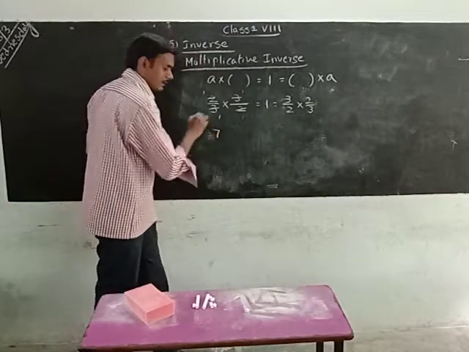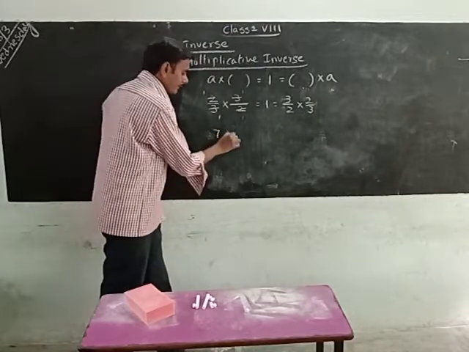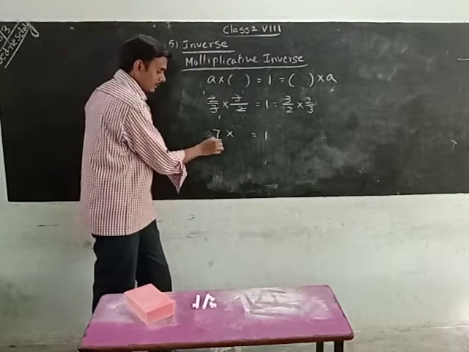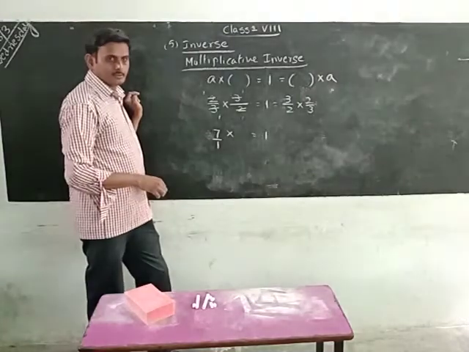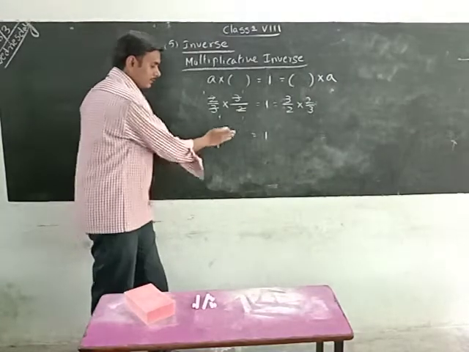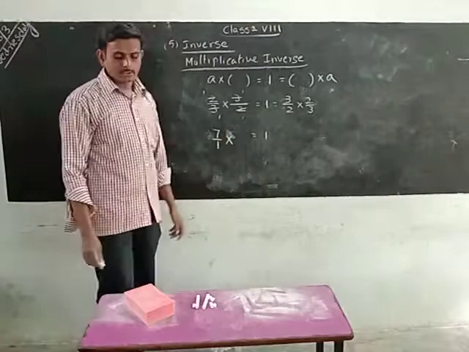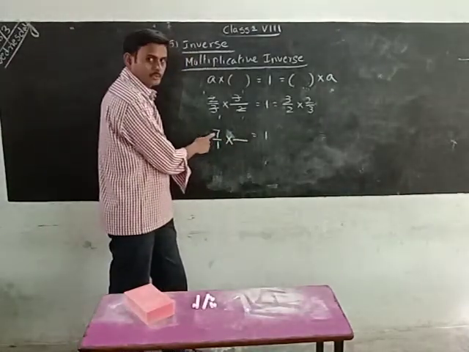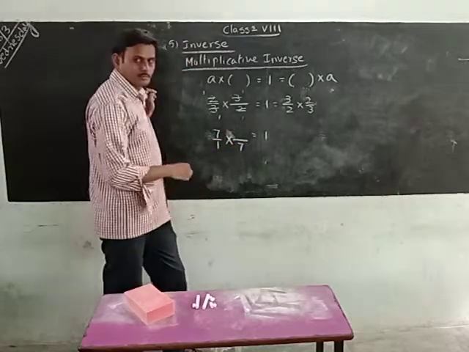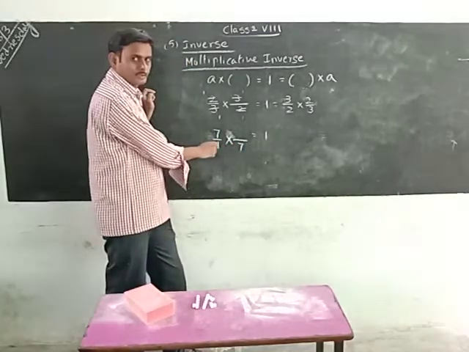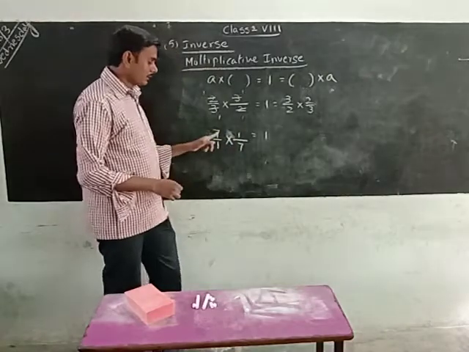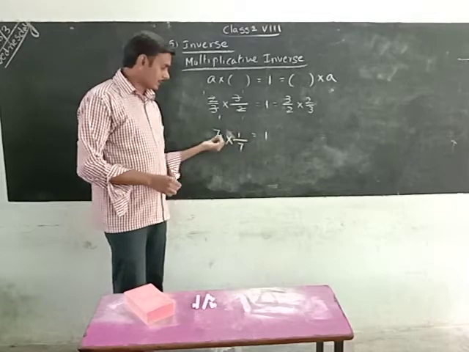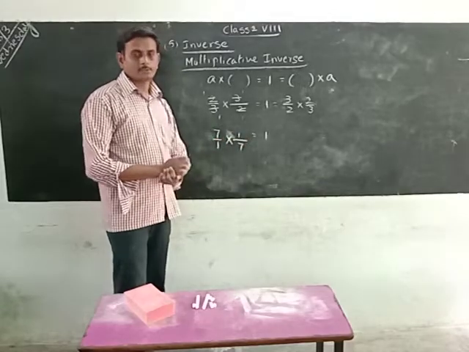Similarly, for example, I take 7. 7 multiplied with which number to get 1? 7 means there is no denominator, so the denominator is 1. Which number should we multiply to get 1? Here 7 has to cancel, so the denominator should be 7. You have to take the opposite direction: 1 by 7. Then 7 into 1 by 7 equals 1. 7 and 1 by 7 are multiplicative inverses of each other.